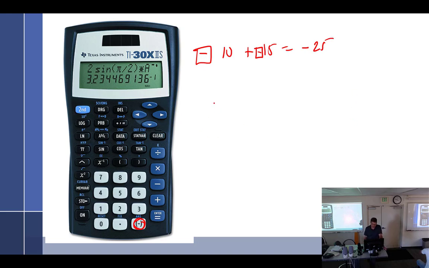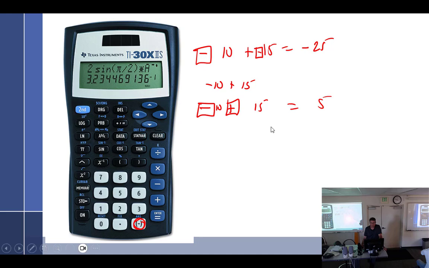All right. But if we did negative 10 plus 15, now that could be a little tricky. It might take me a second, but you can just use the calculator. So that's a negative 10 key, the plus key, the 15, equals 5. Okay.